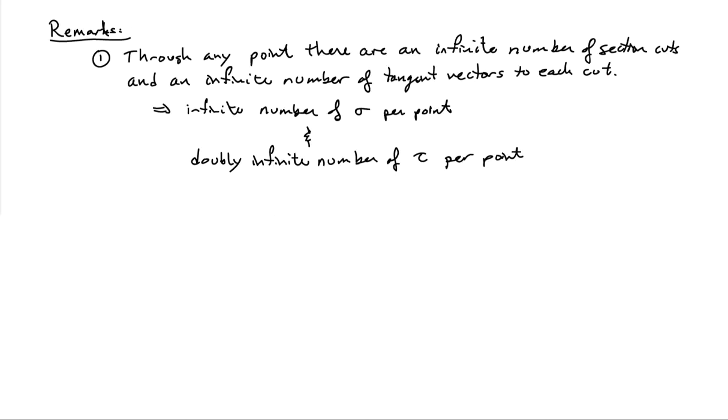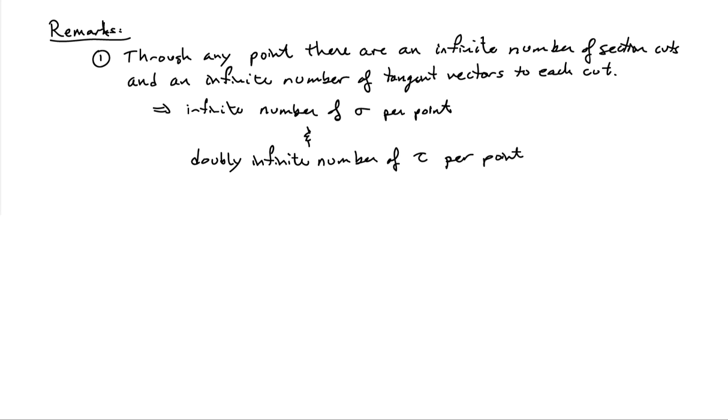Now, there are a couple of important remarks here. First of all, through any given point, there are going to be an infinite number of section cuts that I can pass through that point, which is going to lead also to an infinite number of tangent vectors to each cut. So I'm going to have an infinite number of possible normal stresses at a point, and a doubly infinite number of shear stresses through the point, because I get to pick the section cut, which means a normal vector, and I get to pick the tangential direction.